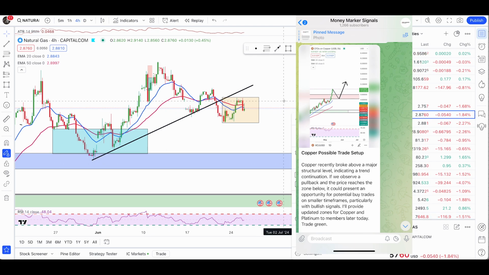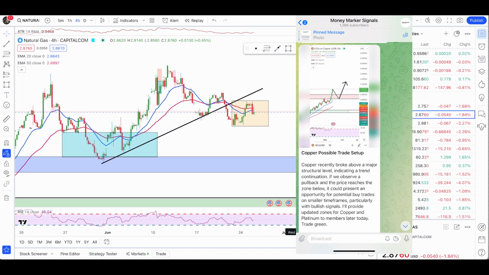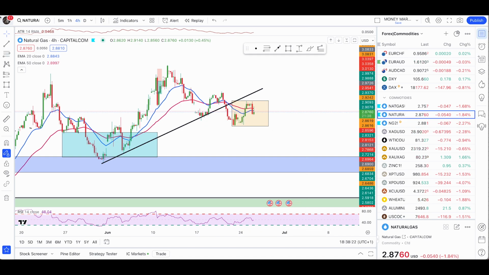So starting with natural gas, and what do we have right here? As I mentioned from the last couple of videos, I'll be very cautious to take my trades here, and price can still dramatically push up from here. And as you can see, that has happened without giving us any sort of entry condition. Let me quickly show you a clip from my last two videos.